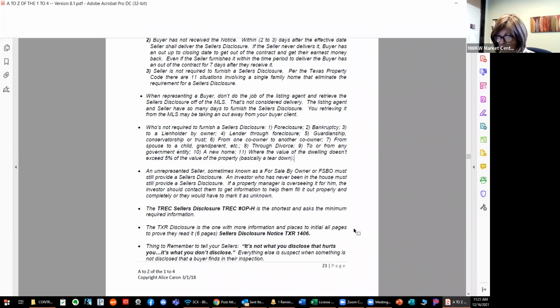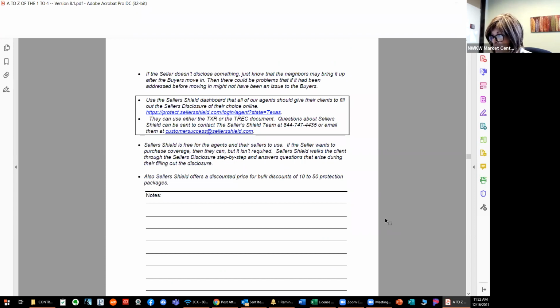Either one is acceptable. And things to remember to tell your sellers: it's not what you disclose that hurts you, it's what you don't disclose. They're just looking for something that you left out, that you didn't do, they're looking for an out, and they're going to look on that seller's disclosure and say, oh, they didn't tell me this, and this affects me purchasing it. And it could be bogus.